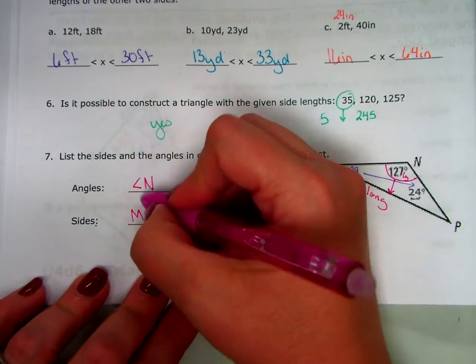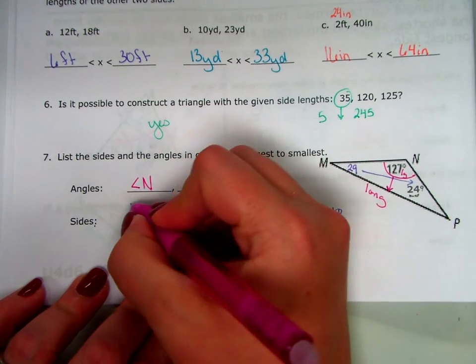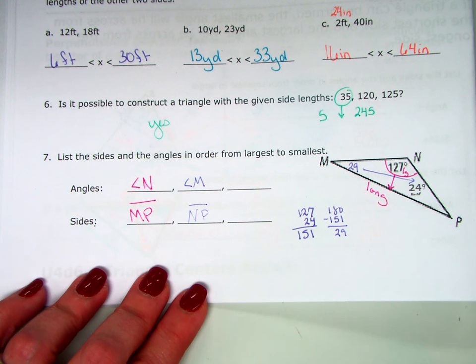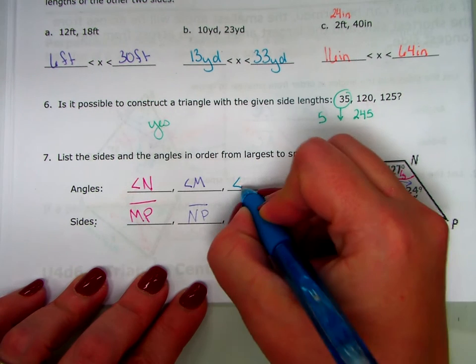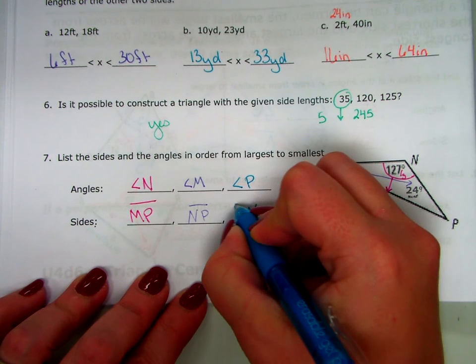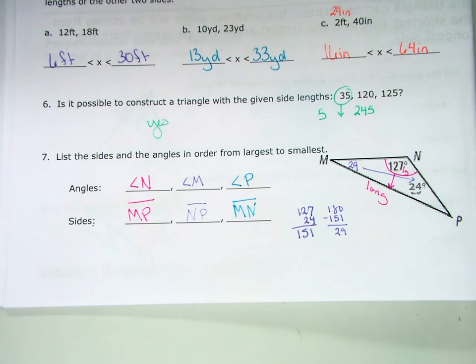Oops, what did I forget on the last one? Oh, the line. My segment bar. I just made it a distance and not a segment. Alright, so then what's my smallest angle? P. And my shortest side? MN. Easy peasy. Alright, your assignment is in Schoology.